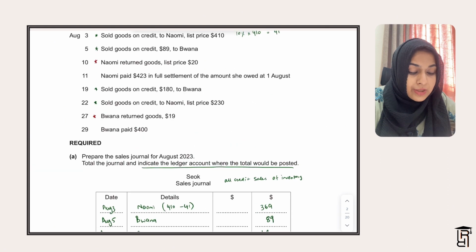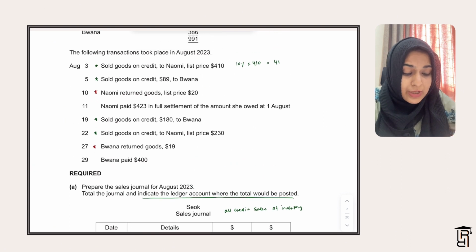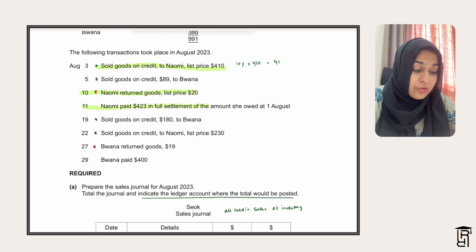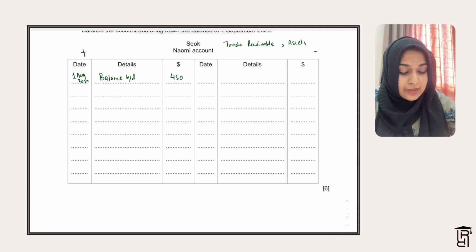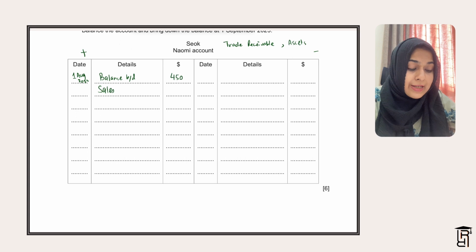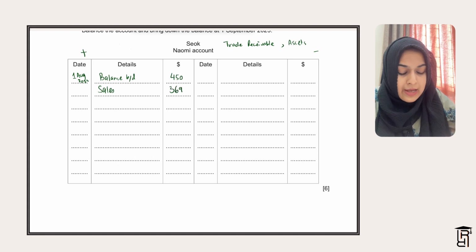And then you need to record the transactions that you had with Naomi. So we had sold goods on credit to Naomi, and then Naomi returned goods to us on August 10. Then Naomi paid us the amount that she owed us at 1st August, and then we sold goods on credit again to Naomi, list price 230. So we basically need to record these 4 transactions in this account. Whenever we are selling goods to Naomi, Naomi's account will be debited and the sales account will be credited. So you write here sales, and 410 minus 41, you get 369.